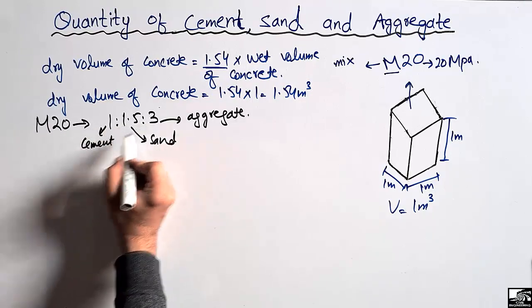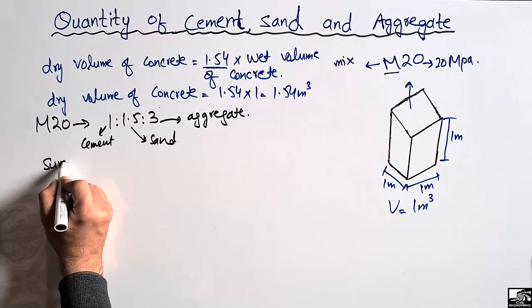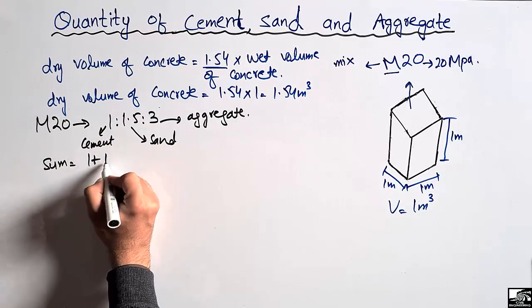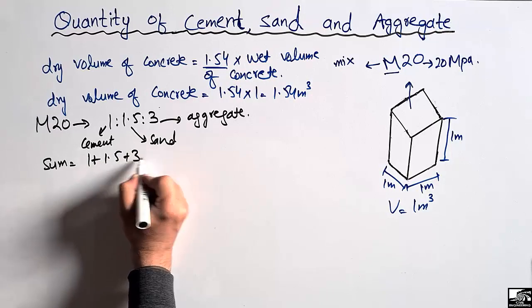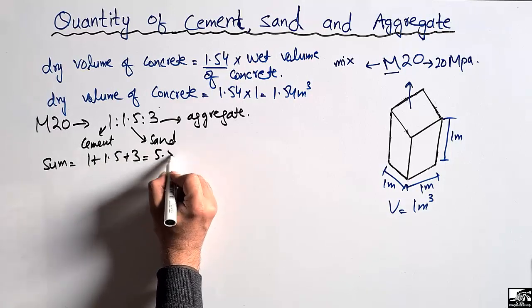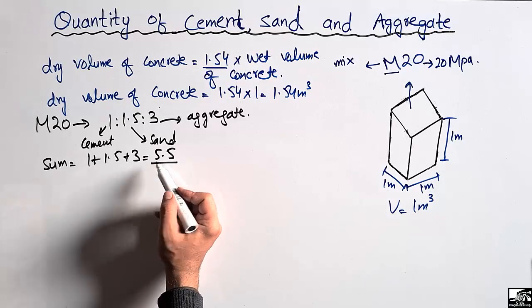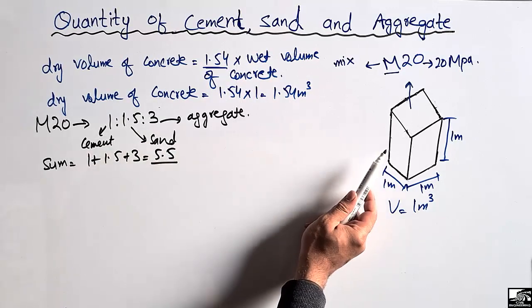Now the sum of this ratio: if we add 1 with 1.5 with 3, the sum of the ratio becomes 5.5. So this is the sum of the ratio of the material used in this cube.